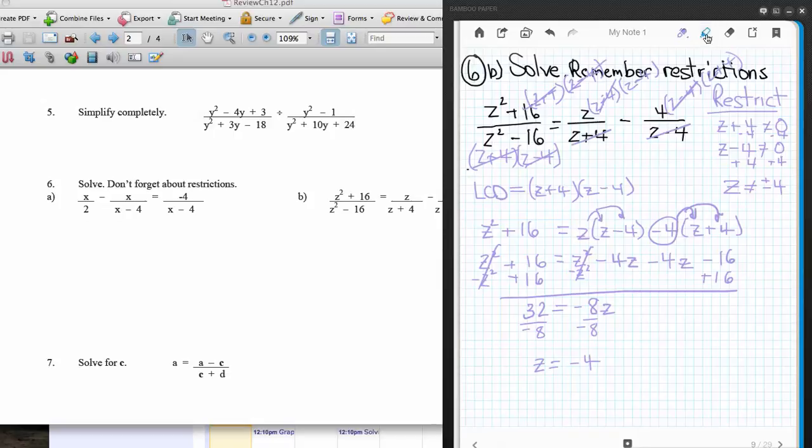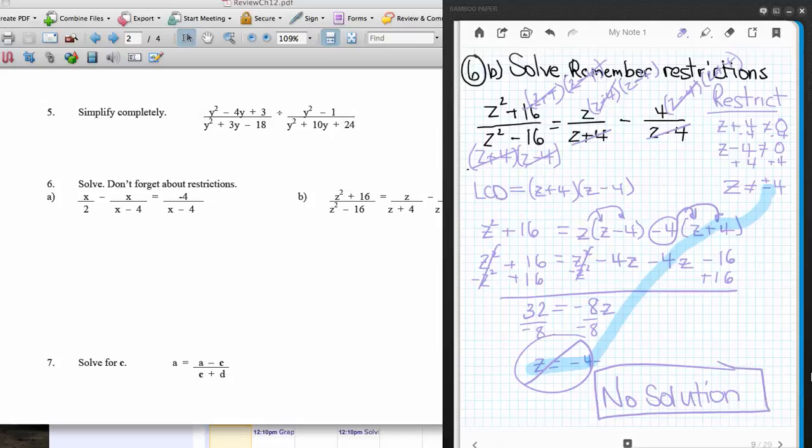Uh-oh, look what happened. That is a restricted value. So in this case, because this is not allowed to be a solution, there actually is no solution for this rational equation. So we have seen a case where one of the solutions went away and one stayed, and now we've seen that the only solution we got was not a valid solution at all.